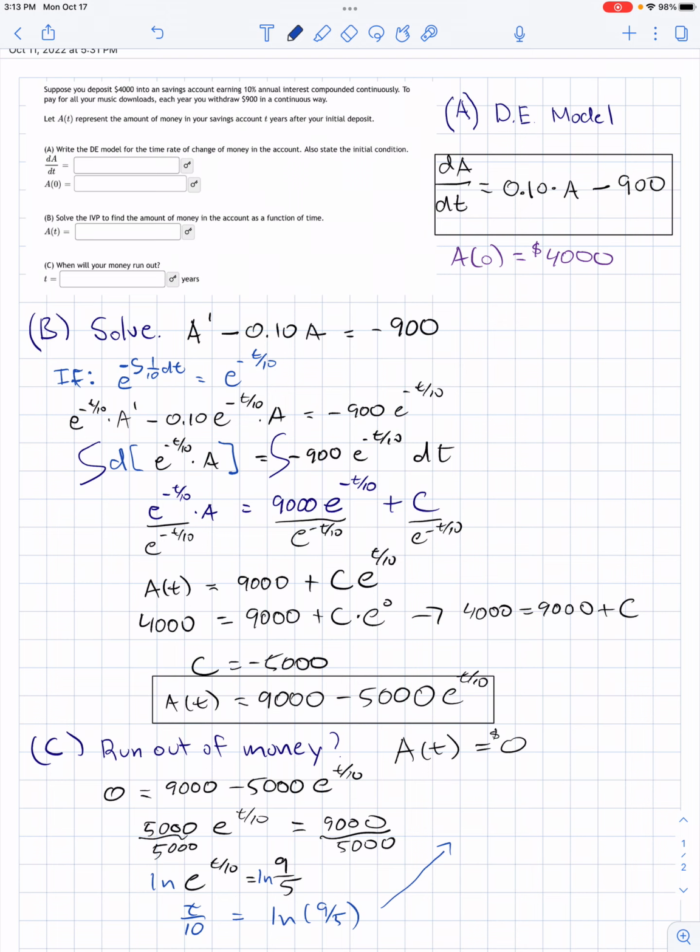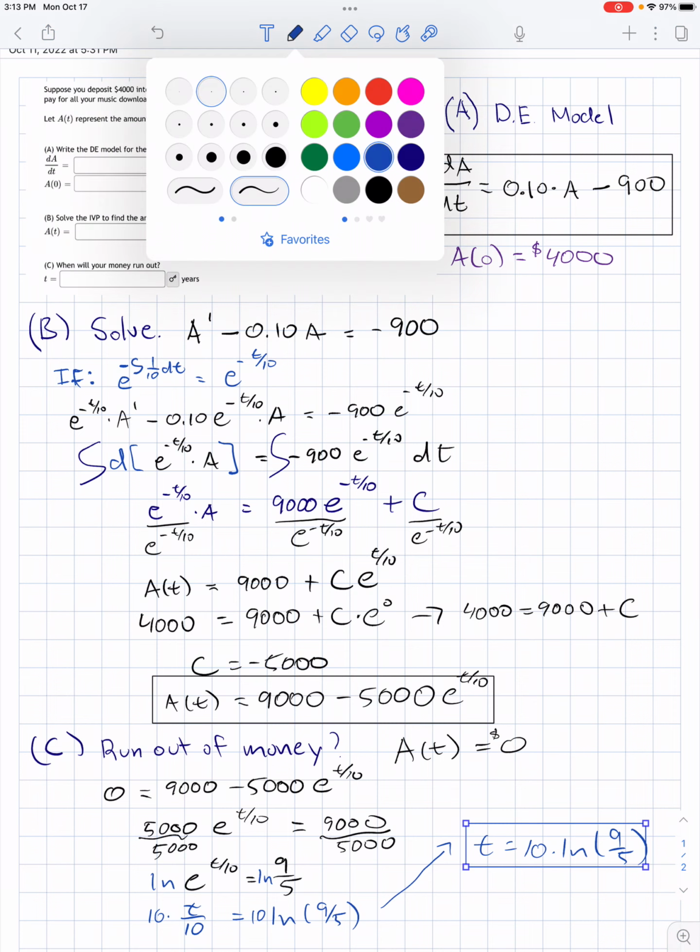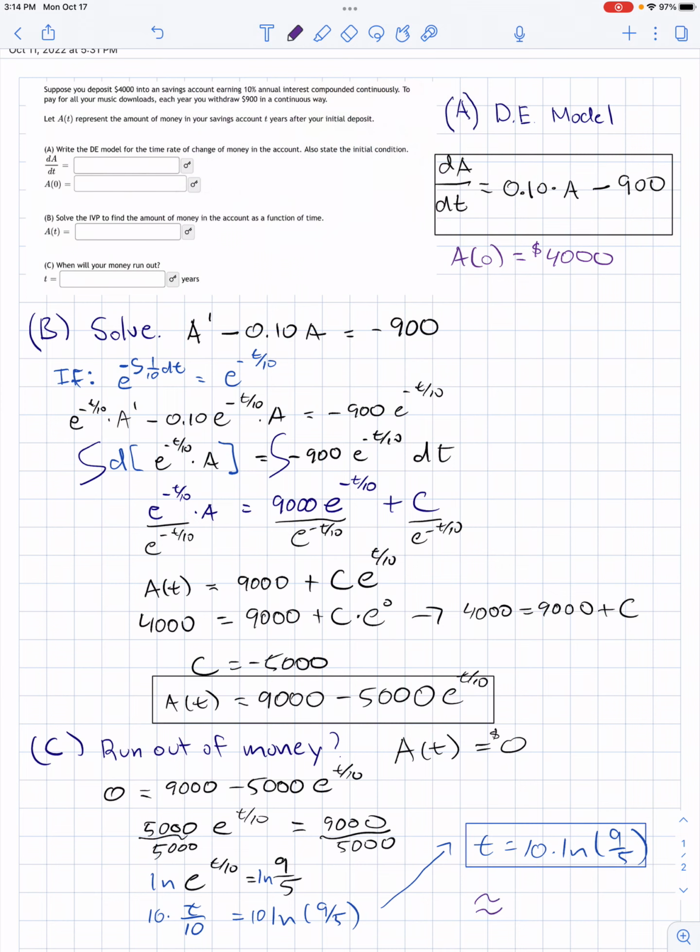Multiplying both sides by 10 to get t by itself, we get t will equal 10 times the natural log of 9/5. And that is our answer, except for the fact that we don't usually say time in terms of 10 ln 9/5. We say it as a number. So when you plug that into your calculator, it's going to give you a number, and that number is about 5.9 years. Hope that made sense.